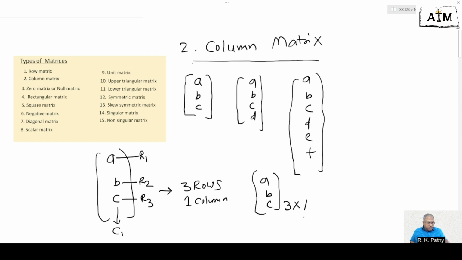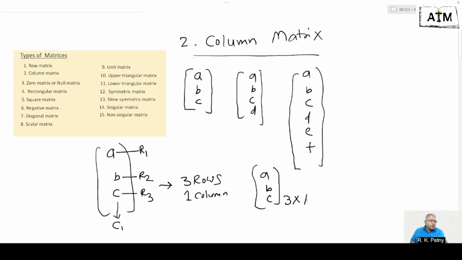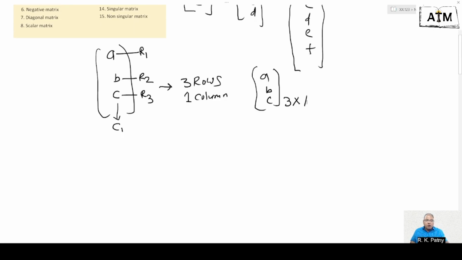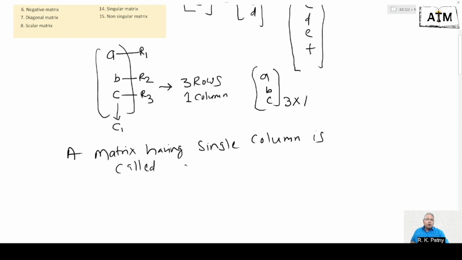So whenever the matrix is having only one column, then it is called as a column matrix. So a matrix having single column is called column matrix.